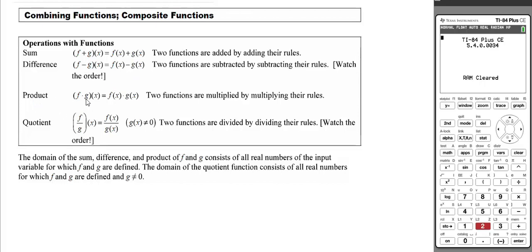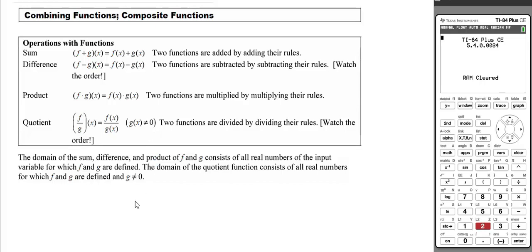Product of two functions, f times g of x is going to be f of x times g of x. And the quotient would be f over g of x is f of x over g of x, dividing the two rules. Again, watch the order. And in this case, g of x cannot equal 0 because we cannot divide by 0.